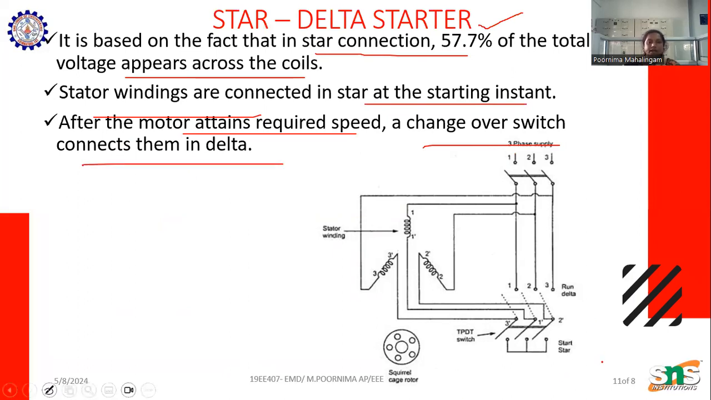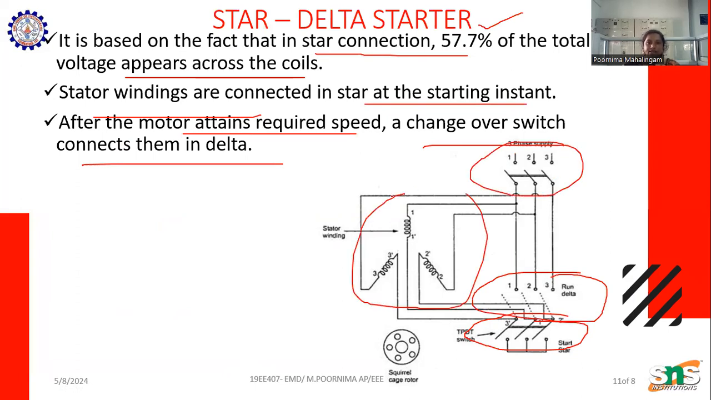Here we can see the star delta starter. We have TPDT and TPST switches and run contactors, and we have a three-phase supply and star connected stator windings. Okay, the star connection and the delta connection.